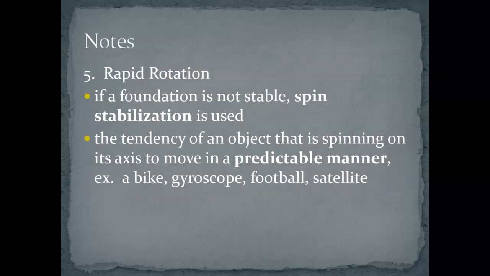Now, rapid rotation is another method that we can use for spinning. It's known as spin stabilization. It's a tendency of an object to spin and move in a predictable manner. The idea here is that if you've got an object that is spinning, if the mass here is a little bit heavier than here, it's going to fall a little bit, but it's going to keep turning up as it keeps falling with a little bit more, and that weight of gravity is constantly being distributed in a different spot.